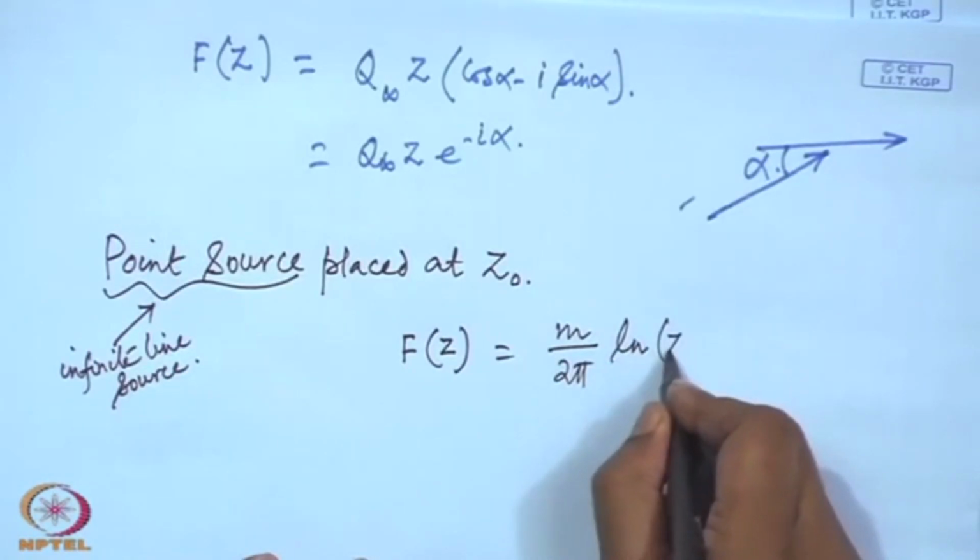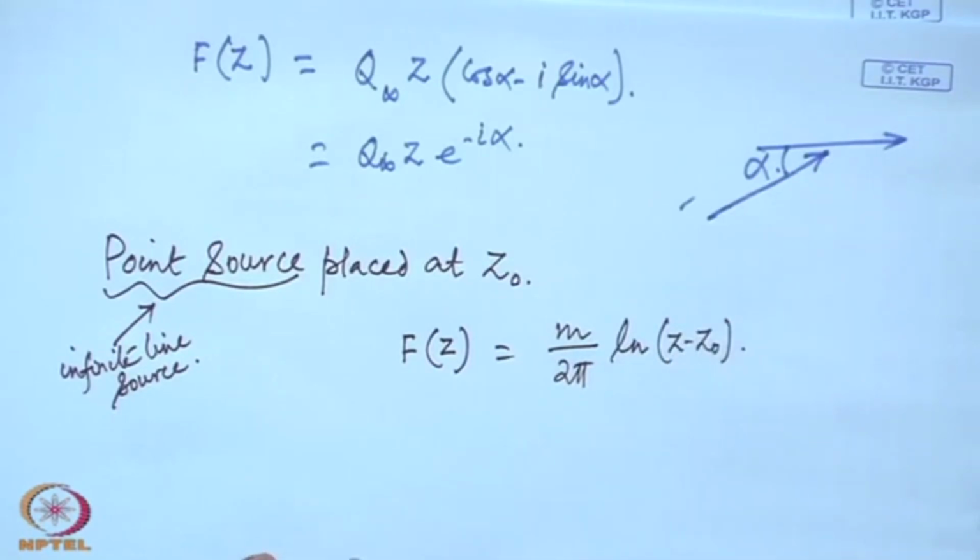And what is the stream function for a point source? M by 2 pi theta. So, m by 2 pi log r plus i theta. What is that? Log of r e to the power i theta, that is log of z. If the point source is placed at z naught, it will simply become m by 2 pi log z minus z naught.